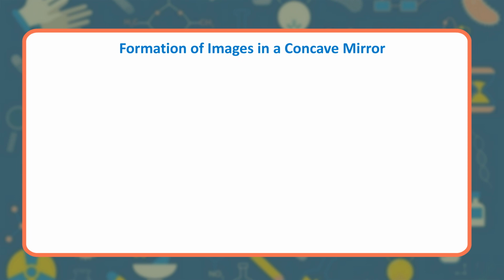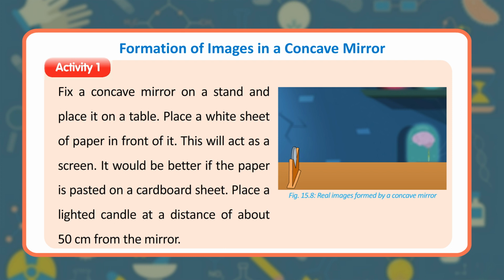Formation of images in a concave mirror. Activity. Fix a concave mirror on a stand and place it on a table. Place a white sheet of paper in front of it. This will act as a screen. It would be better if the paper is pasted on a cardboard sheet.